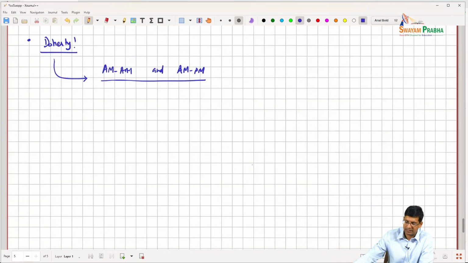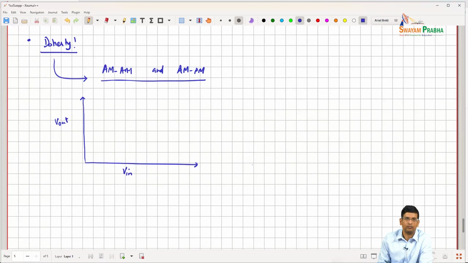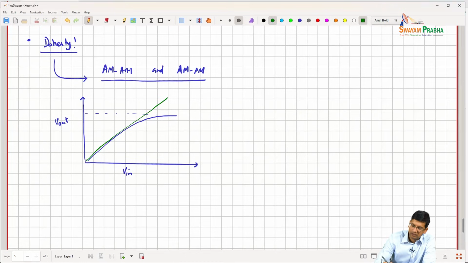So what basically happens is that if I consider, I'm going to write it as V in and V out, right, instead of P in and P out, but it's the same principle, right. So instead of seeing a linear curve, I'm going to see some saturation, right. So this would have been the ideal curve that I would like to see, right. And so as I increase my amplitude, based on my amplitude of my input signal, my output amplitude is changing. So that's AM to AM modulation.